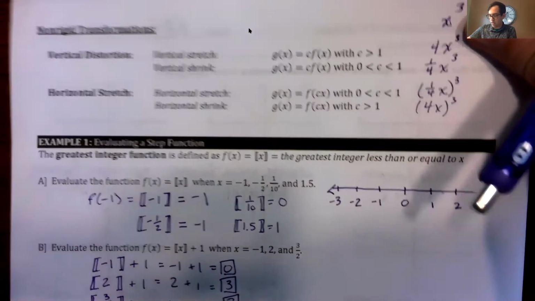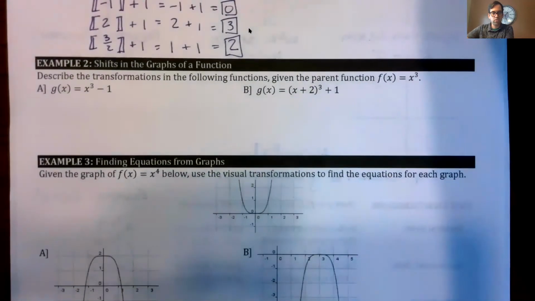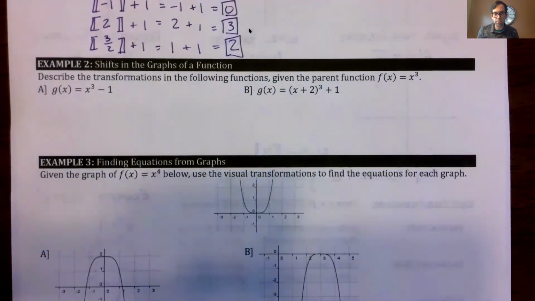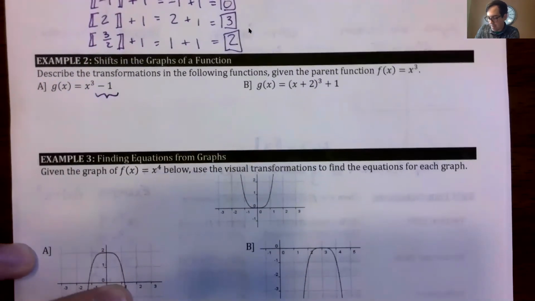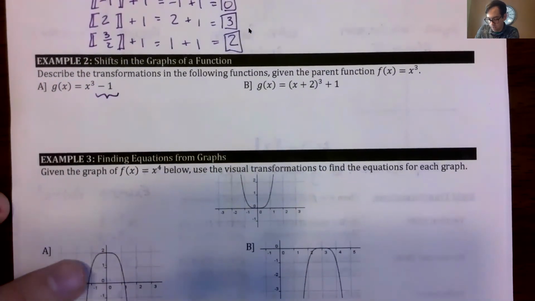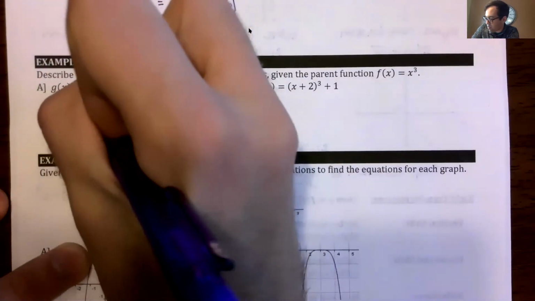Now we're going to move into example 2. Describe the transformations in the following functions given the parent function of x cubed. That's what we were just looking at. So in this first one, there's only one extra thing, the -1 at the end. And if you're following along so far, that means that we're shifted 1 unit down.